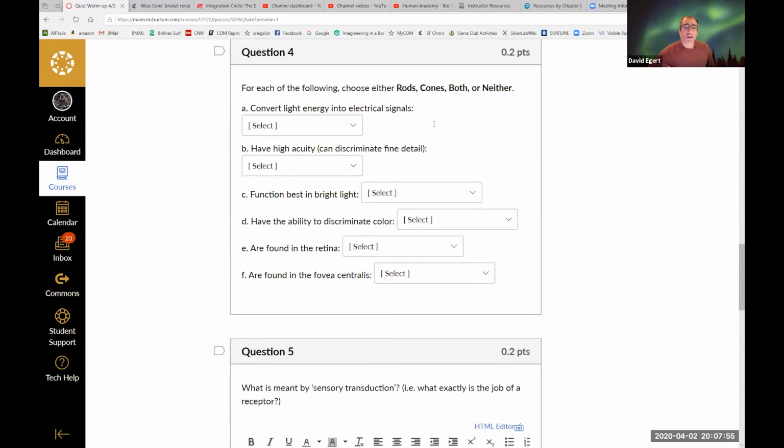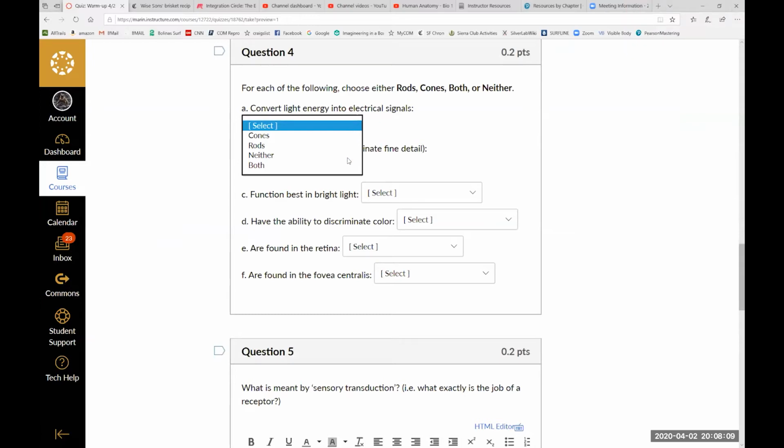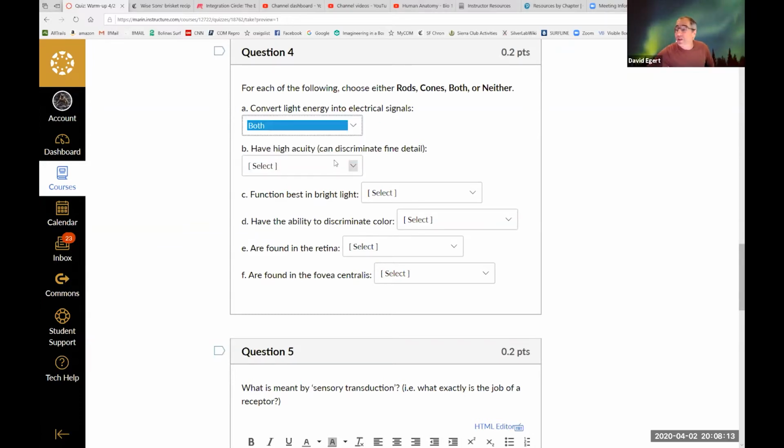For the following, choose cones, rods, both or neither. Converts light energy into electrical signals. What is the answer? Both. It's going to be both. They are both phototransductors. That's the job they do, they are doing the sensory transduction, converting light into electrical signals.